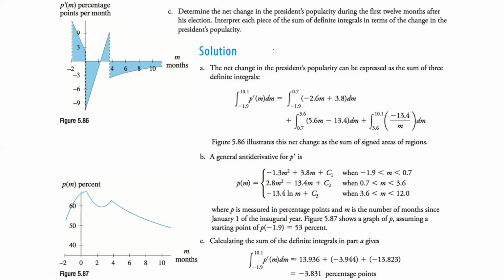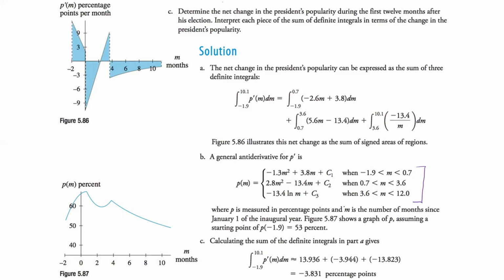Now, the general antiderivative is basically what? Well, we're going to take the antiderivatives, and so it's going to be 2.6 m squared over 2, so it's going to be 1.3 m squared plus 3.8 m plus c1 between here, and same thing. So we're just taking each of these antiderivatives, and so we get a piecewise antiderivative, and again, it's just general because we have our c's.